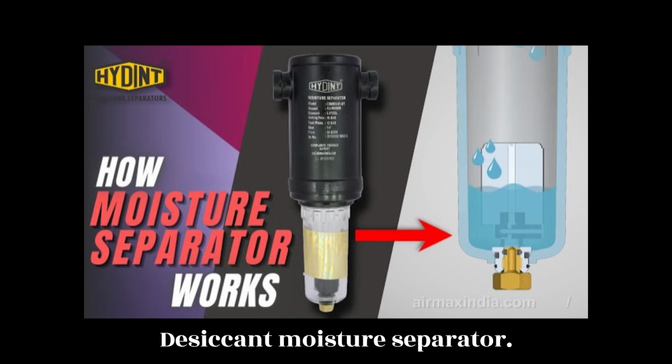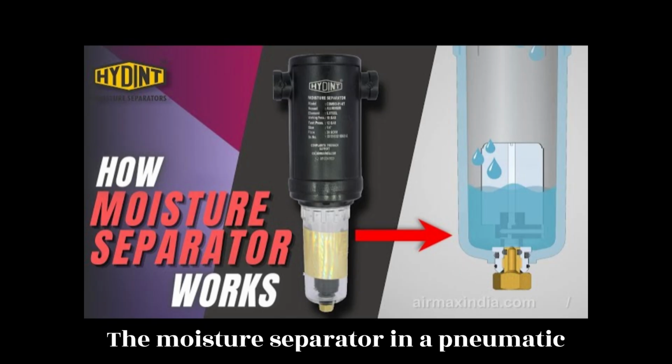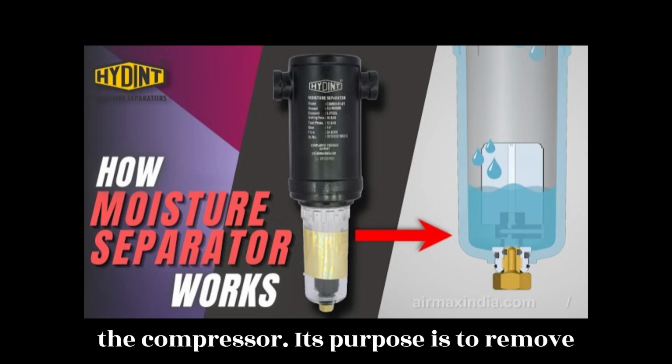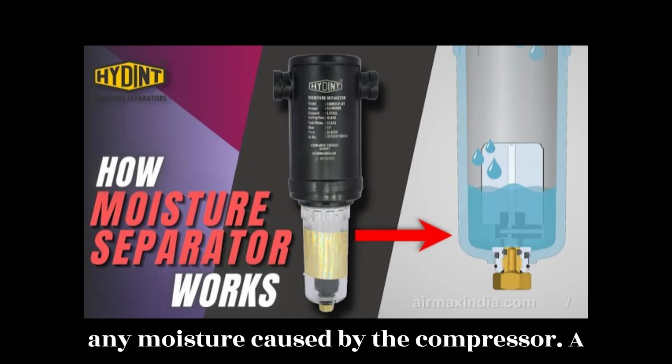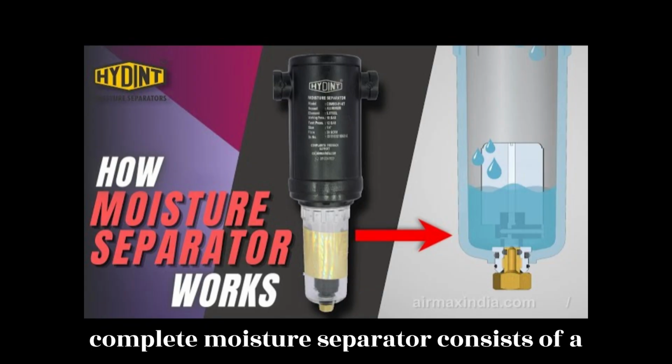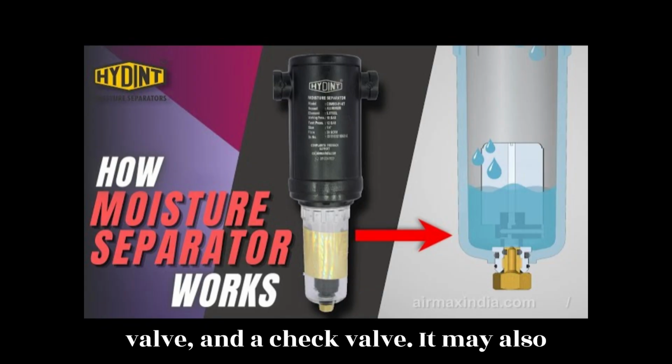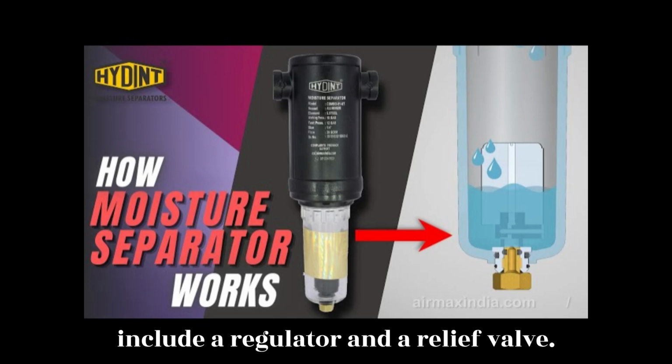Desiccant/moisture separator. The moisture separator in a pneumatic system is always located downstream of the compressor. Its purpose is to remove any moisture caused by the compressor. A complete moisture separator consists of a reservoir, a pressure switch, a dump valve, and a check valve. It may also include a regulator and a relief valve.